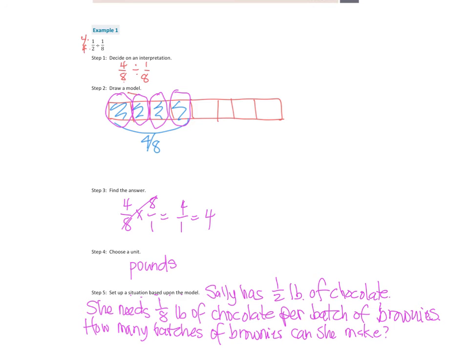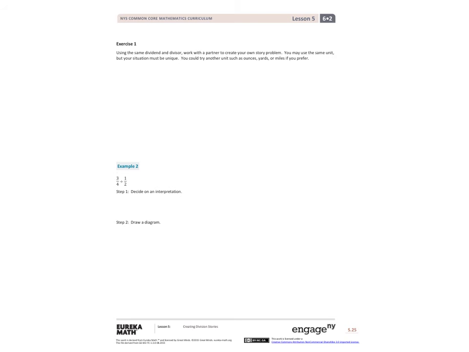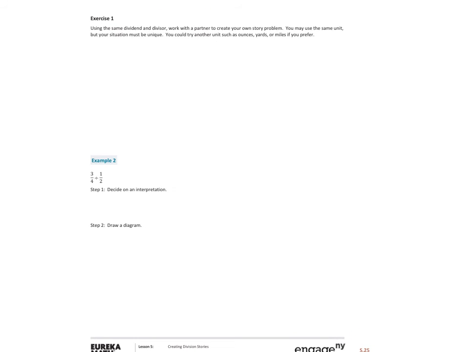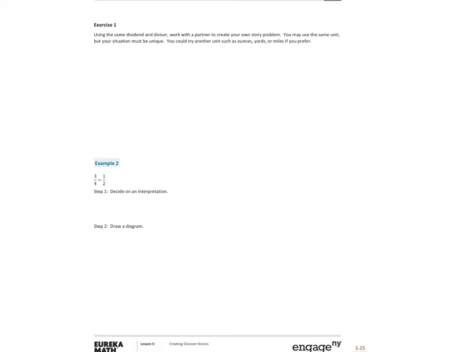Okay, got it. And the answer would be 4. Okay, so it's kind of challenging, I think, with all the steps that we need to do. So in exercise 1 on the next page, it says using the same dividend and divisor, work with a partner to create your own story problem. You can use the same unit, but your situation must be unique.